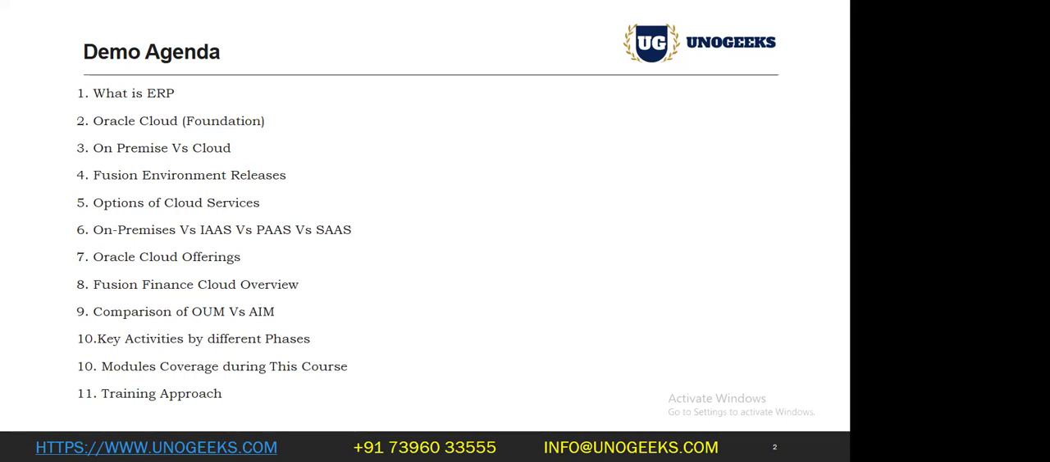Once you log into the application, how can application access be provided, and what different options do you have to implement the Oracle application process? There are different processes, like OUM and AIM: Oracle Unified Methodology and Application Implementation Methodology. What is the difference between these two? Why have they segregated the naming convention this way? And what are the different key phases whenever you are going to do any implementation project? Why have they segregated that? What are we going to cover in each phase as a functional consultant?